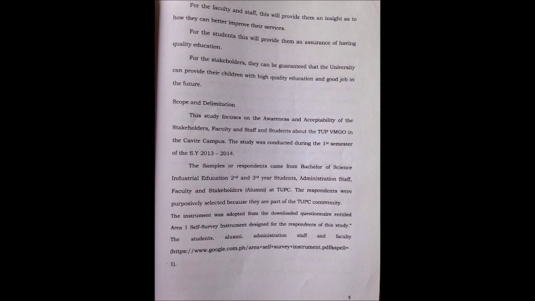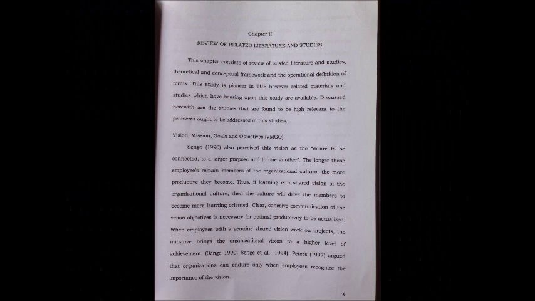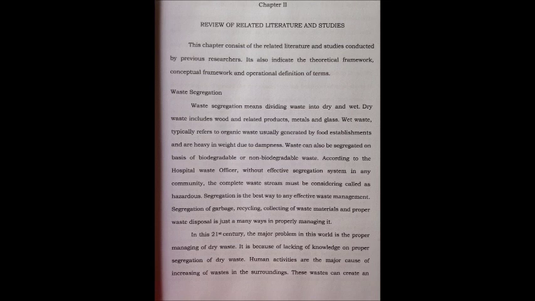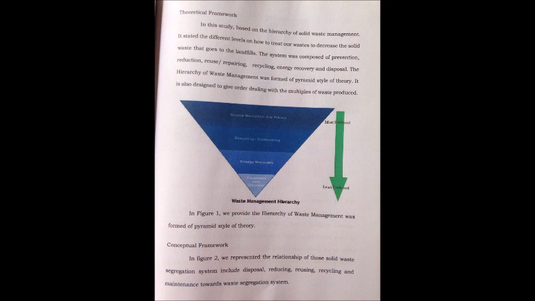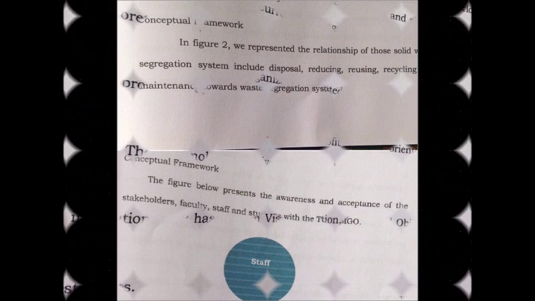This chapter also started with the introductory paragraph. Both research papers presented all the related literature and studies. The second research also presented a picture of the waste management hierarchy in the theoretical framework. In the conceptual framework, the awareness and acceptability of the faculty, staff, alumni, and students was clearly illustrated by the chart, while the flow of concepts in waste segregation management was not clearly presented by the chart.